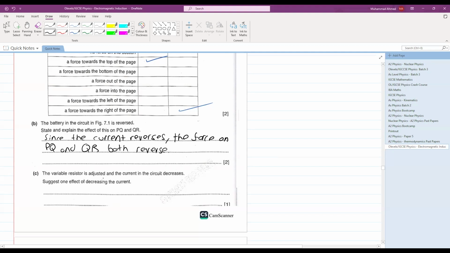Let's further move ahead. The variable resistor is adjusted and the current in the circuit decreases. Okay, suggest one effect of decreasing the current. The force decreases. Simple. Let's further move ahead.